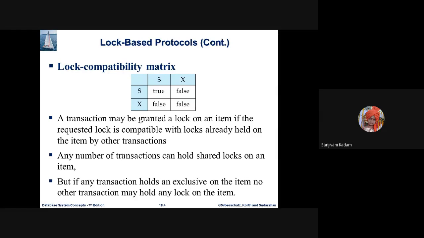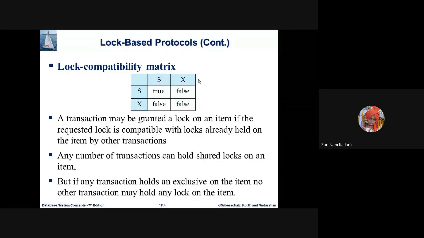Okay, so let us read the explanation. A transaction may be granted a lock on an item if the requested lock is compatible with locks already held on the data item by other transactions. So these are the already held locks and these are the new lock requests.